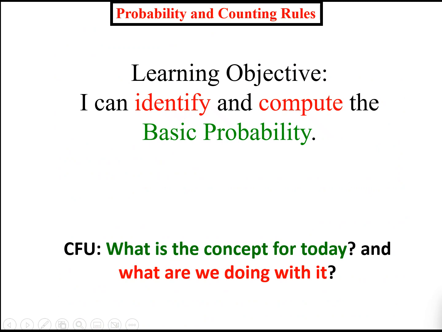Today we'll probably be done with the introduction to probability. I only have one more exercise to do, probably for tomorrow, and then we're done with this lesson. Then we're going to move on. So our objective for today: I can identify and compute basic probability. Once again, what are the two types that we've seen so far? Classical and empirical.